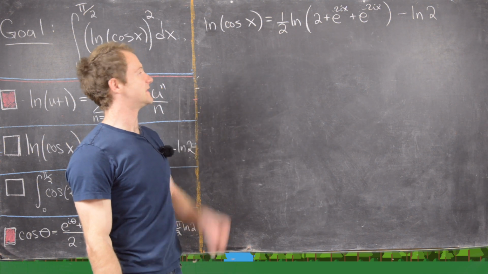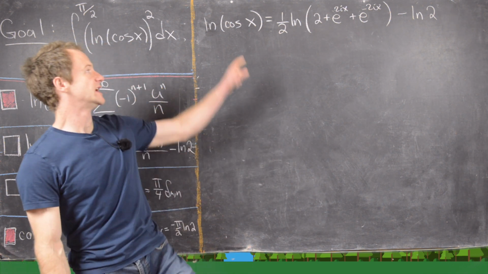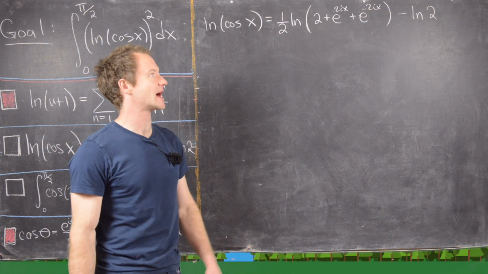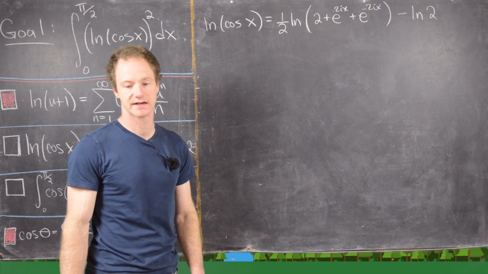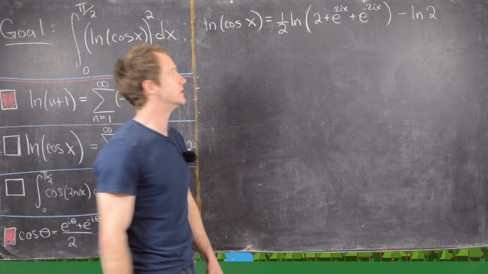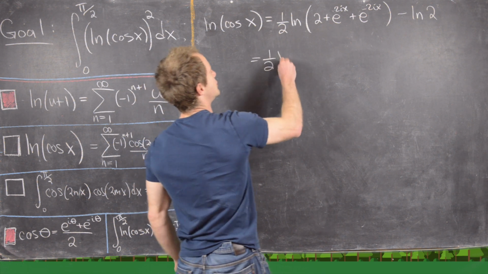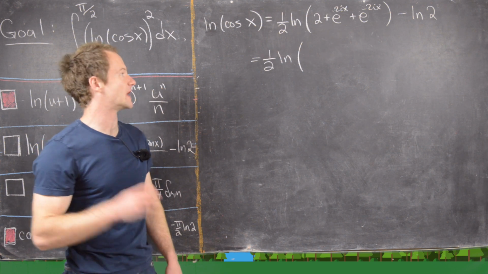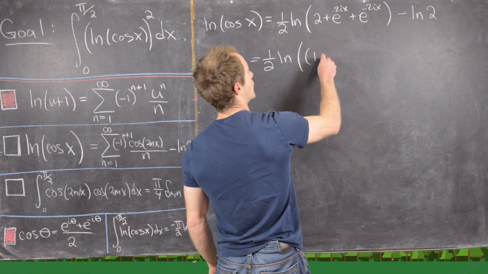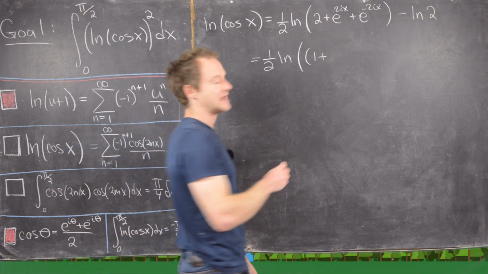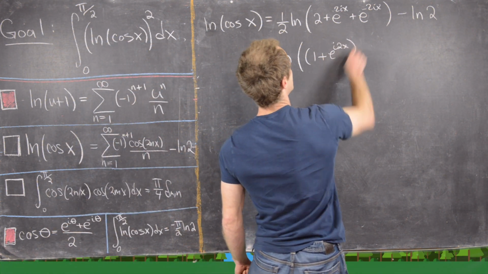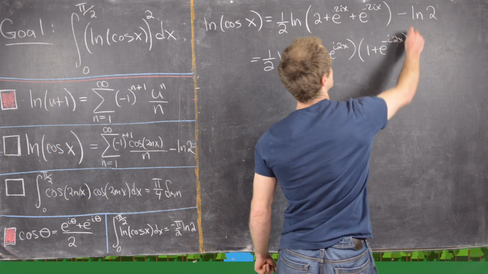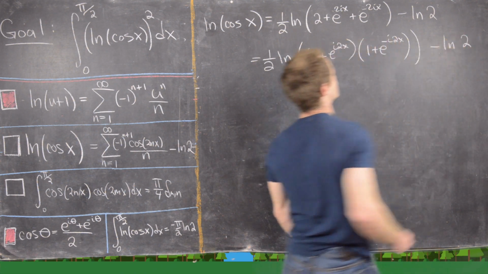So on the last board we ended at this point. So we have natural log of cosine of x is 1/2 natural log of 2 plus e to the 2ix plus e to the minus 2ix, and then minus a natural log of 2. Now, the next thing that I want to do is a fairly tricky factorization of the argument of that natural log. And the factorization will look like this. We'll have (1 plus e to the i 2x) times (1 plus e to the minus i 2x). And then finally, minus natural log of 2 is still there.